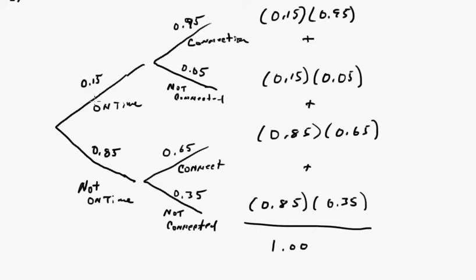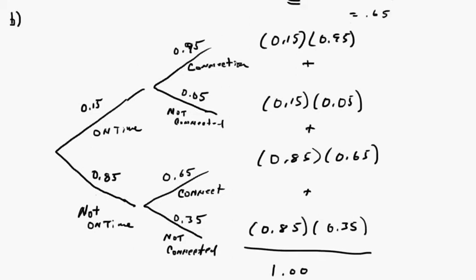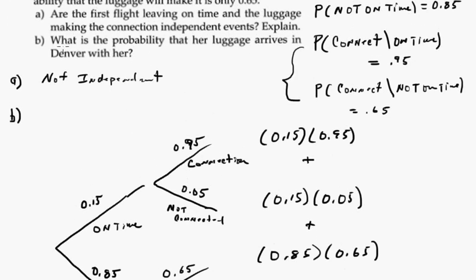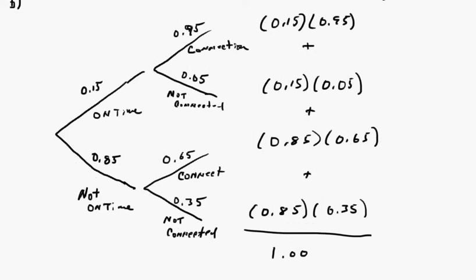Either this is going to happen: you're going to be on time and the luggage is going to connect, or you're going to be on time and the luggage is not going to connect, or you're going to not be on time but the luggage is going to connect, or you're going to not be on time and the luggage is not going to connect. And remember, ORs are addition. Okay, so now, what was the problem they wanted us to answer? What's the probability that her luggage arrives on time to Denver? Well, on time to Denver would be this branch right here, so we would need that probability. But she could also be not on time and it still connects, so it would be that probability. So we would have to add the two.